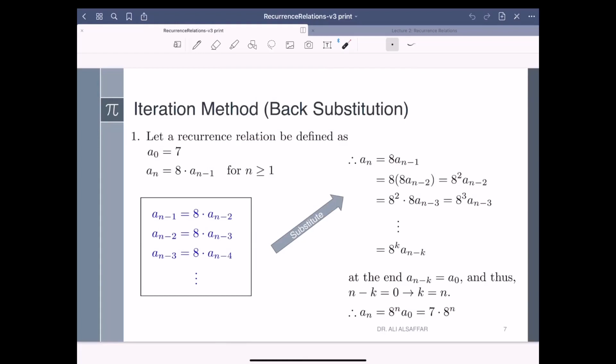The second method by iteration is called back substitution. So we start from the end and we go back n minus 1, n minus 2, and etc. So the solution for this recurrence relation is already on the slide, but let me show you how I got these steps and how we found the solution.